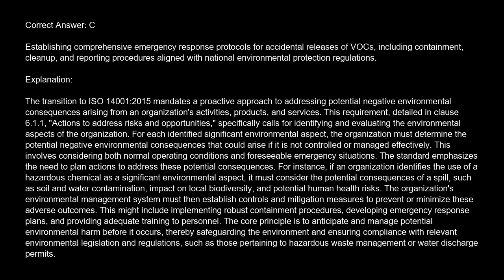This involves considering both normal operating conditions and foreseeable emergency situations. The standard emphasizes the need to plan actions to address these potential consequences. For instance, if an organization identifies the use of a hazardous chemical as a significant environmental aspect, it must consider the potential consequences of a spill, such as soil and water contamination, impact on local biodiversity, and potential human health risks. The organization's environmental management system must then establish controls and mitigation measures to prevent or minimize these adverse outcomes.